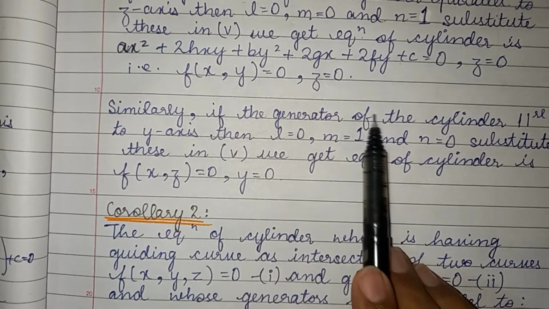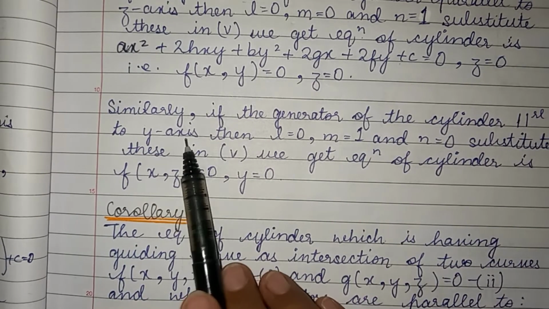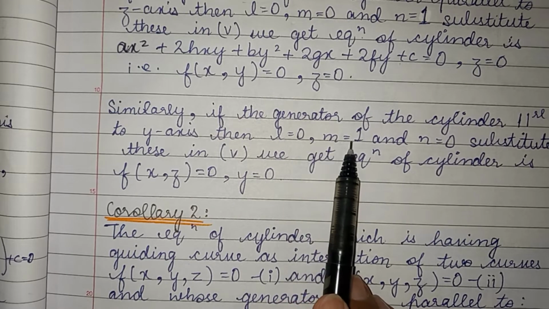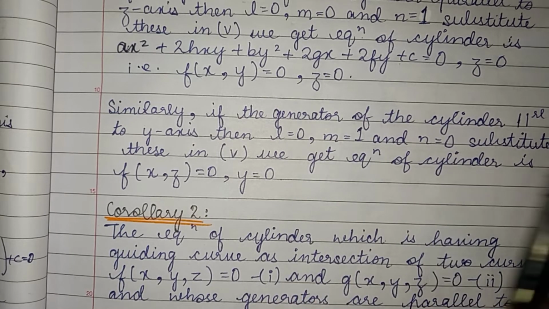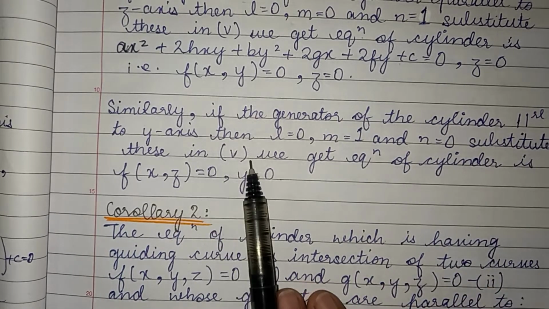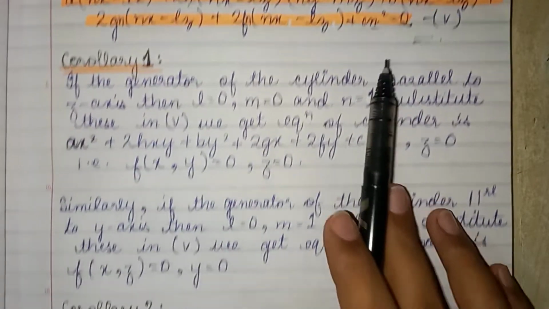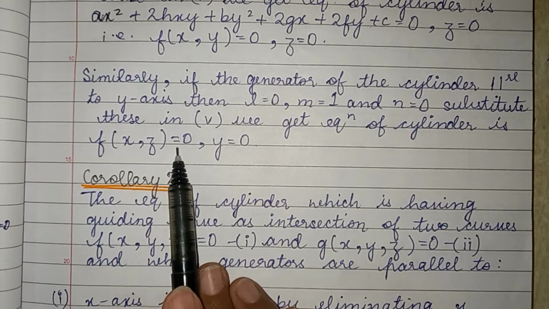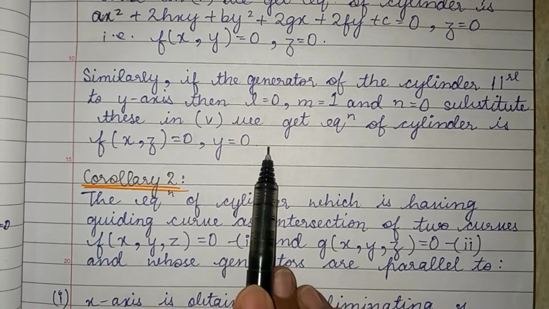Similarly, if the generator of the cylinder is parallel to the y-axis, then L is equal to 0, M is equal to 1 here, and N is again equal to 0. So substituting these values in this equation again, we get the equation of the cylinder as f xz is equal to 0 and y is equal to 0.